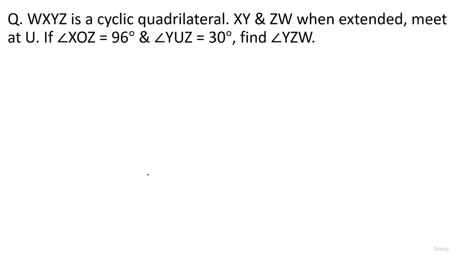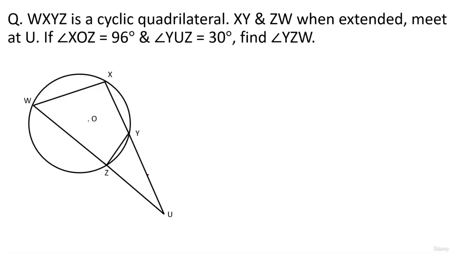WXYZ is a cyclic quadrilateral. XY and ZW when extended meet at U. If angle XOZ is 96 degrees and angle YUZ is 30 degrees, find the measure of angle YZW. Okay. So again, you can try it out and resume for the solution.